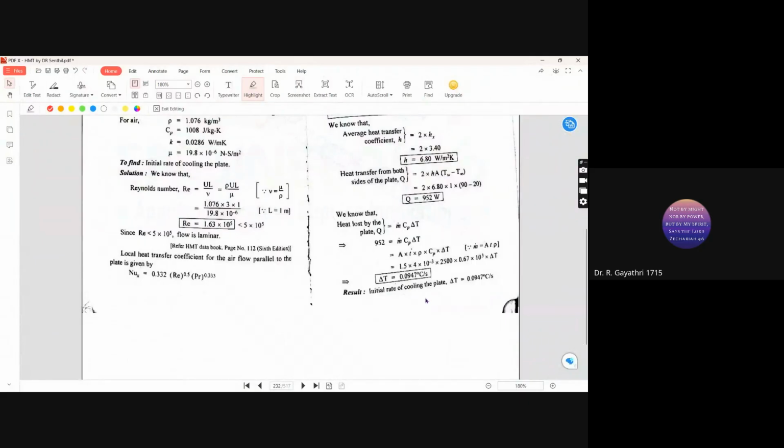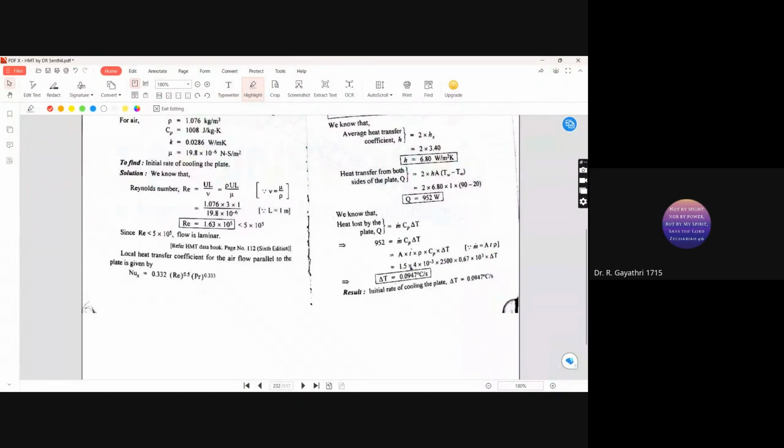So the initial rate of cooling of the plate, or change in temperature, can be found by equating Q and mass flow rate times Cp times del T. Heat loss from the plate is 952 watts. That is equal to mass flow rate, which can be written as A T times density.